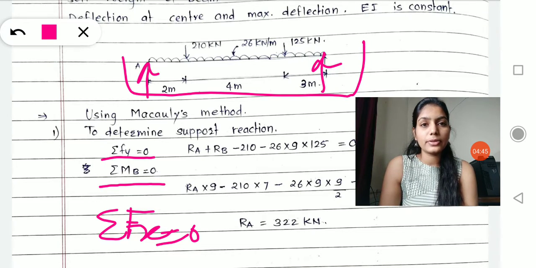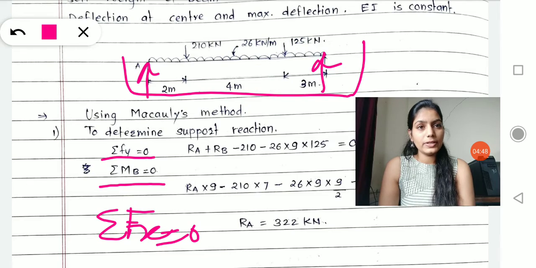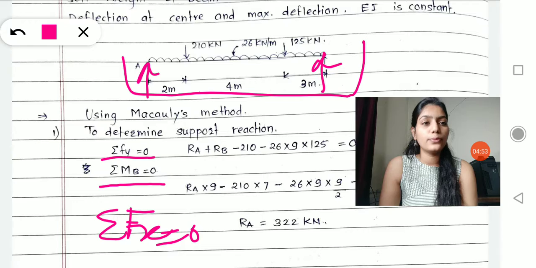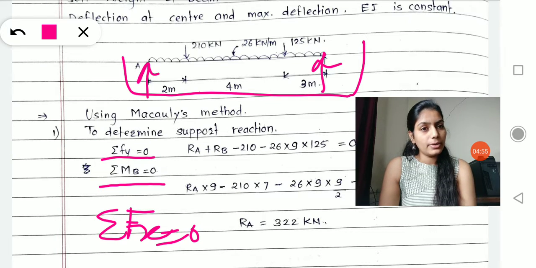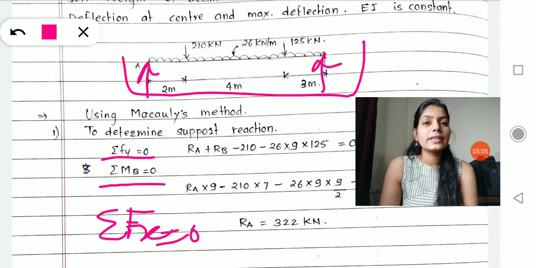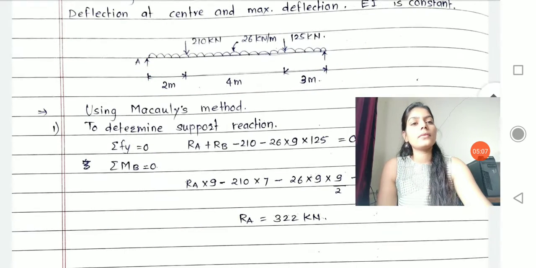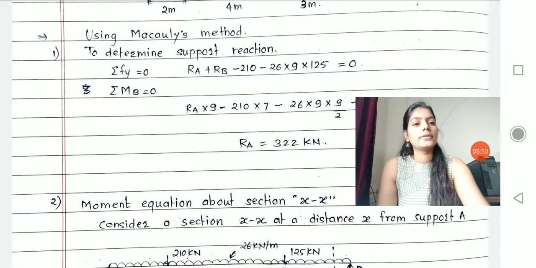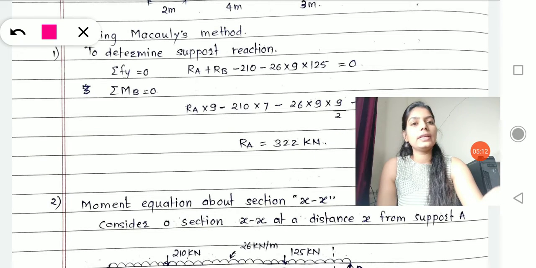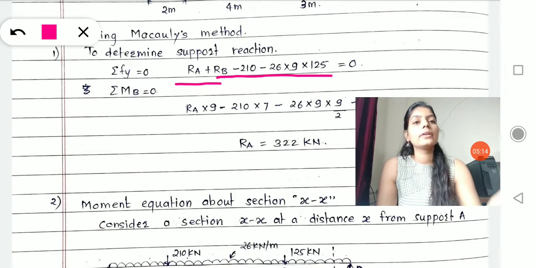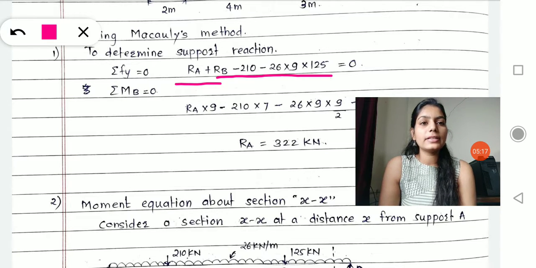So I am taking the help of summation Fy. What does summation Fy mean to us? Adding up all the vertical forces. They may be vertically downward or vertically upward in direction. You have to sum all those forces and equate it to 0. So see here, RA plus RB minus 210 minus 26 into 9 minus 125.